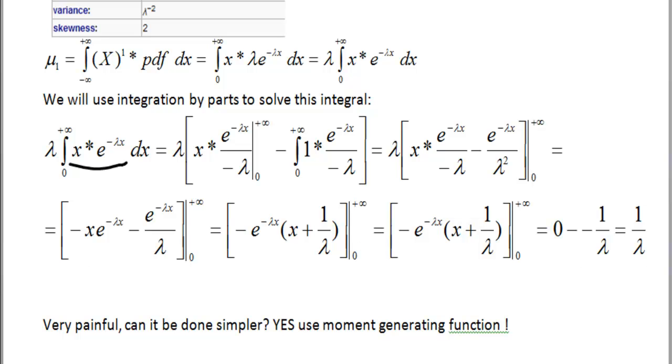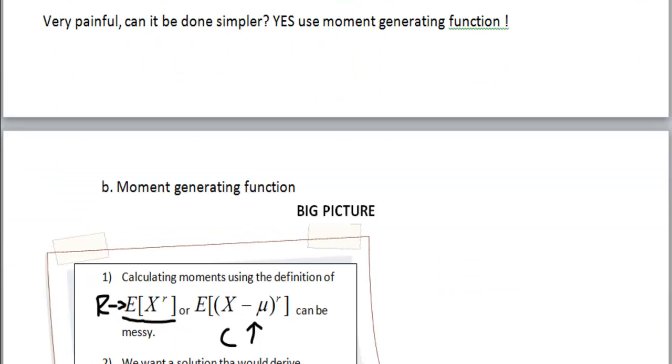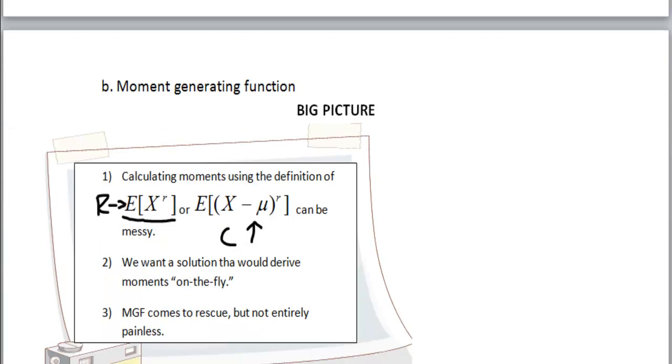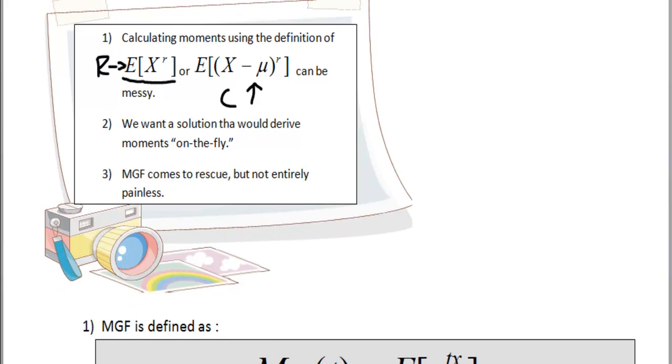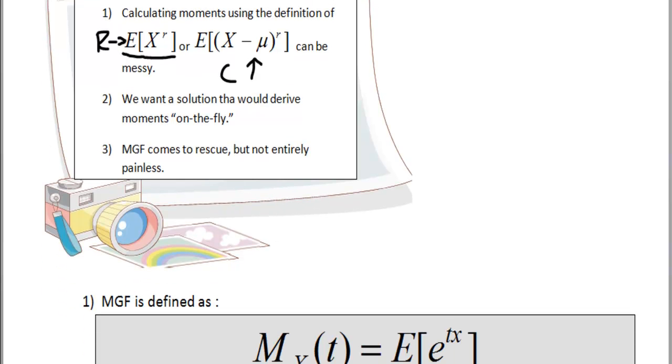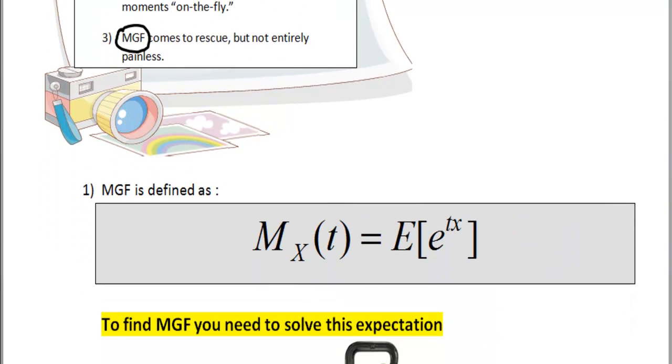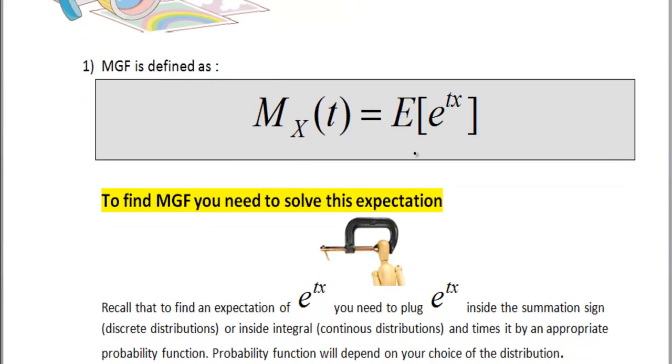It took me around five minutes to solve this. Now that's kind of time consuming. The question is, can we find a solution? Is there a method out there which will help us calculate moments much faster, much more conveniently? And it turns out that the moment generating function is such a tool. Okay, moment generating function will let us calculate moments with much greater ease.